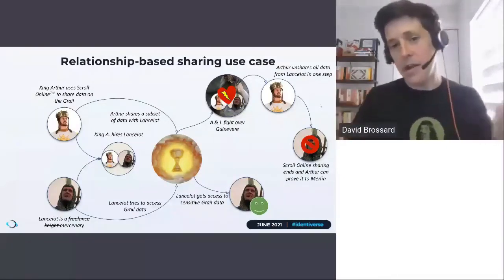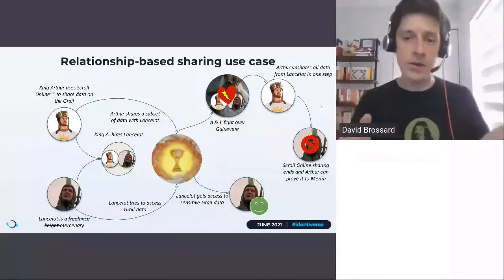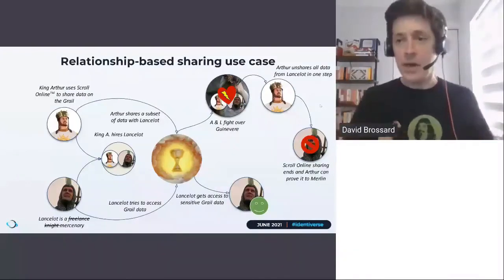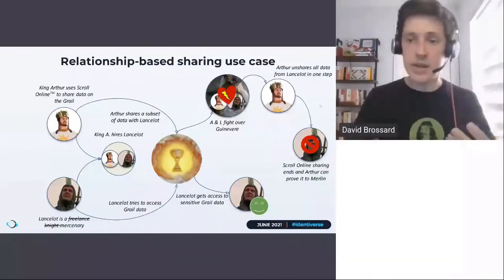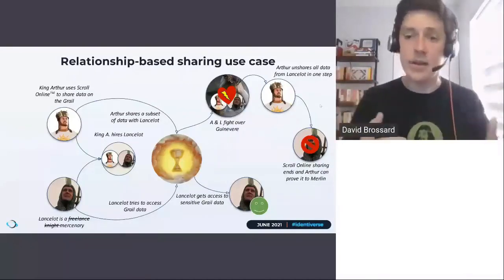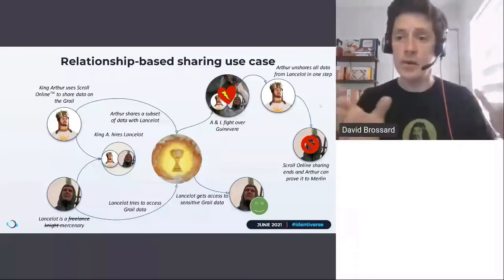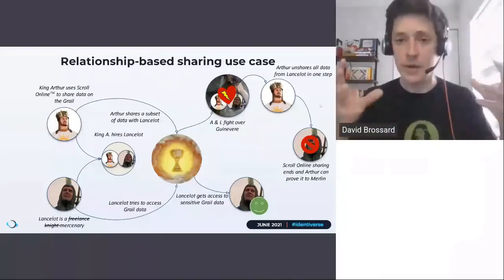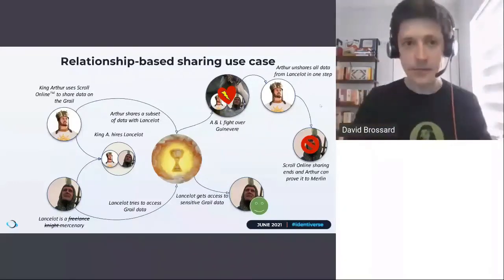And then later in the quest, Arthur and Lancelot fight over Guinevere. Arthur's not happy. Arthur removes his consent to share the data, and suddenly Lancelot no longer has access to that data. So that's what UMA can help you define, those delegation flows, those consent management flows.